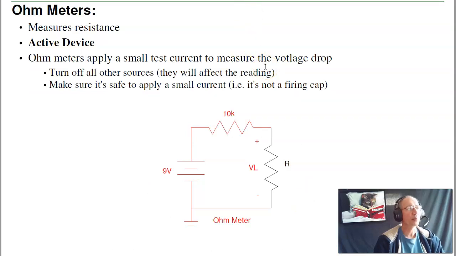The last one that we typically use are ohmmeters. Ohmmeters measure the resistance. These are different. These are active devices. Ammeters and voltmeters are passive. An ohmmeter is actually active. What I do is I apply a test current through the device and measure the voltage. To get that to work, I have to turn off all the other voltage sources over here because if somebody else is applying current, it'll change the voltage and mess up my reading. I'm also applying a small amount of current to the resistor, which means if this is an LED, it'll turn on. If this is a firing cap, it'll go off. So ohmmeters are actually active. You're applying a test current to measure the voltage, and from that calculating the resistance.